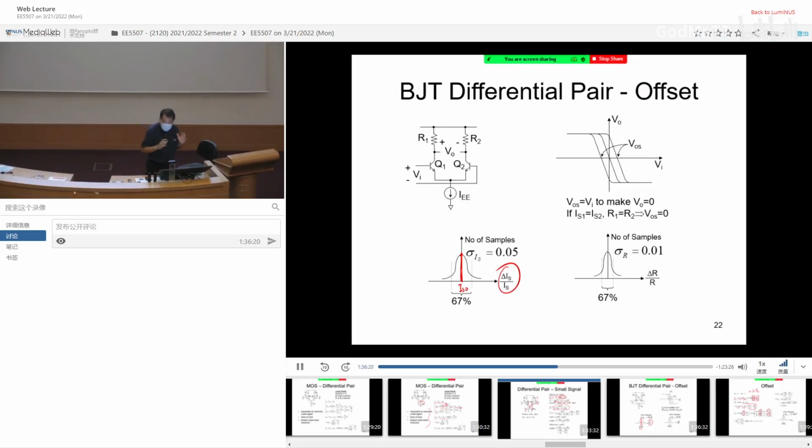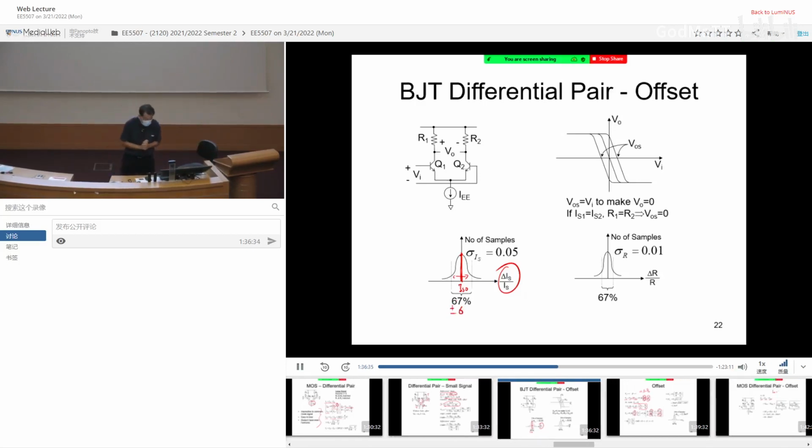But if you are talking about mismatch, you measure 1,000 samples. About 67% of the samples will fall within plus minus sigma of this. So that is what the IS mismatch is. The y-axis is the number of samples, and the x-axis is basically the mismatch. So that is what this IS means.